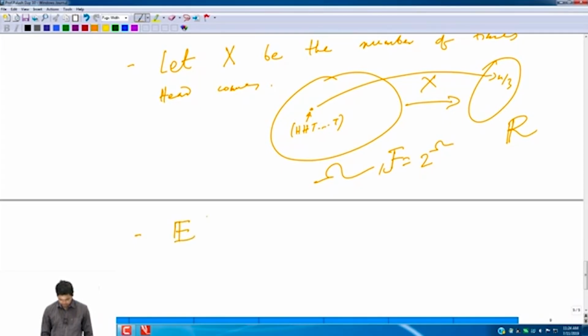Now suppose I want to compute the expectation of x. If it is a fair coin, then what should be the expectation of x? What does our intuition say? What can we expect on average? How many times should it come up head out of n times? n by 2. So we want to prove that expectation of x is n by 2.